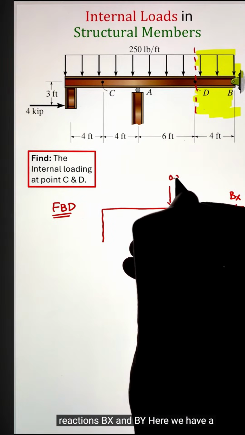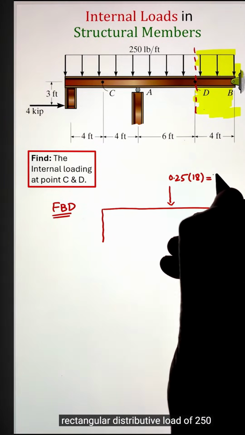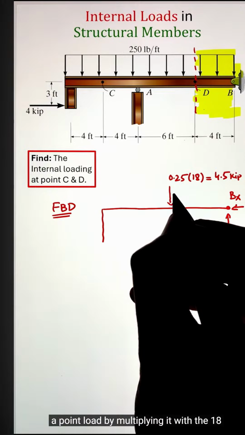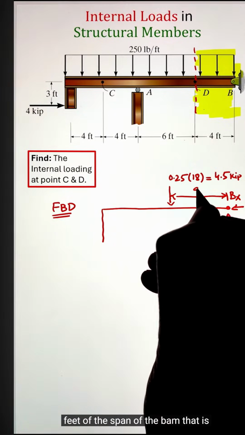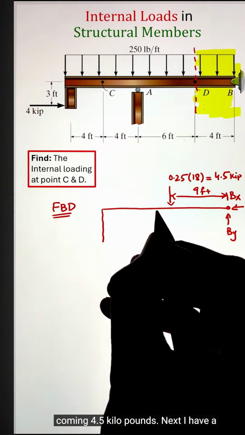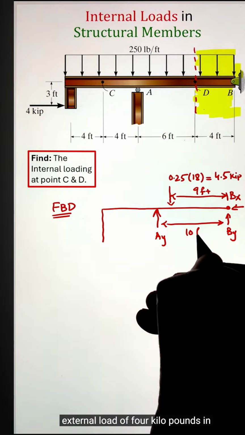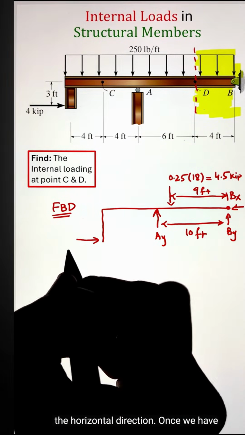Px and Py. Here we have a rectangular distributed load of 250 pounds per foot that can be converted into a point load by multiplying it with the 18 feet span of the beam. That is coming to 4.5 kilopounds. Next, I have a roller at point A that will have a vertical support reaction. And finally, we have an external load of 4 kilopounds in the horizontal direction.